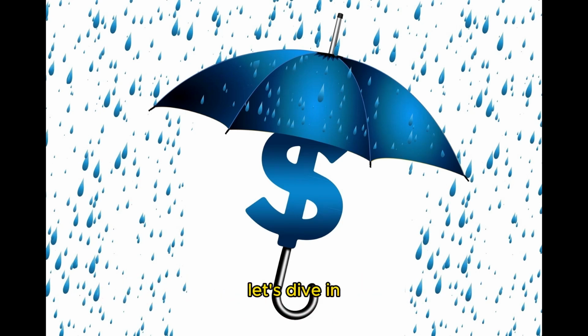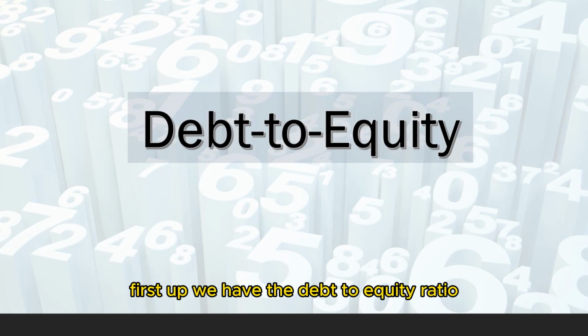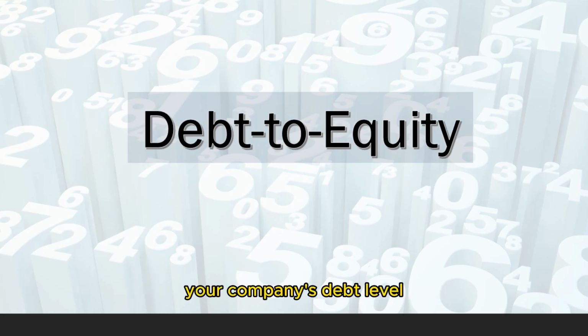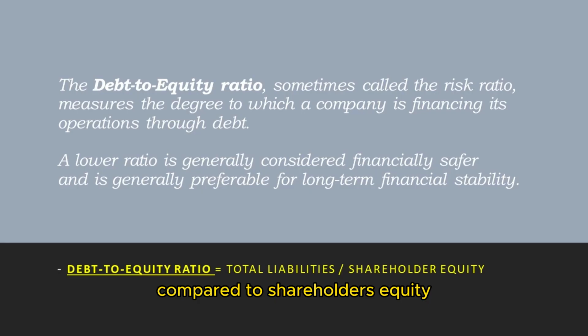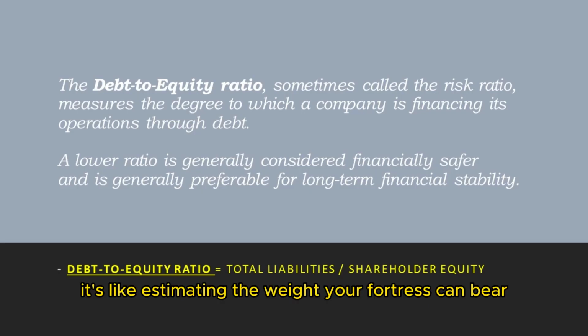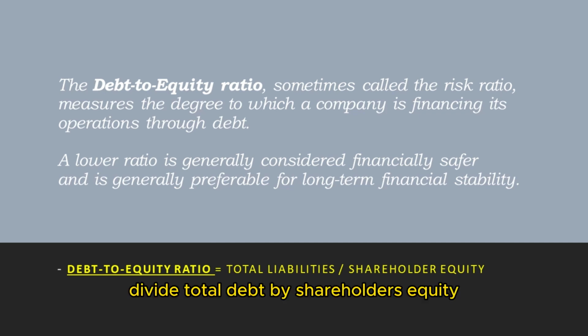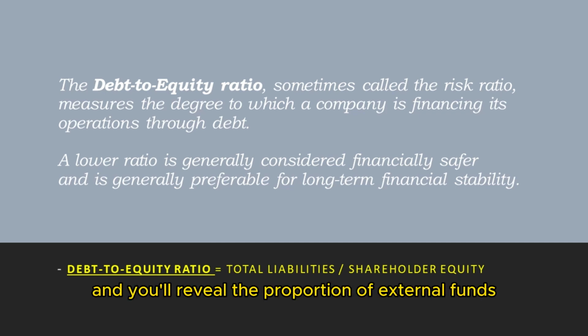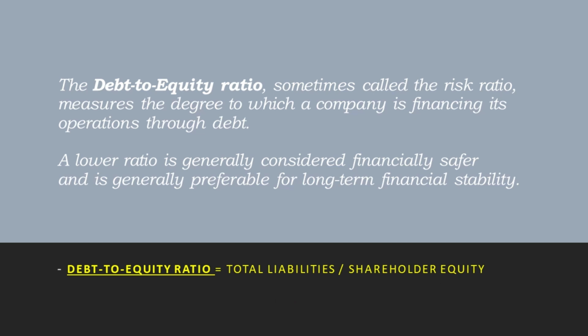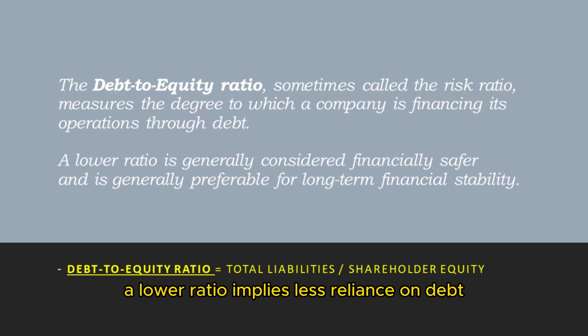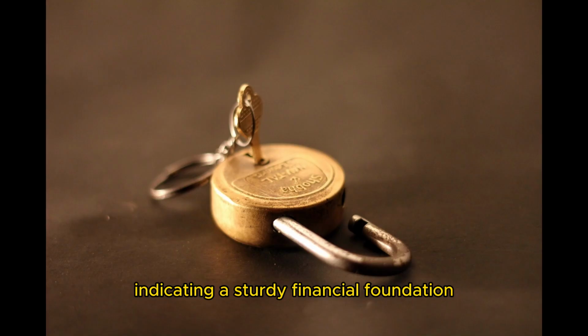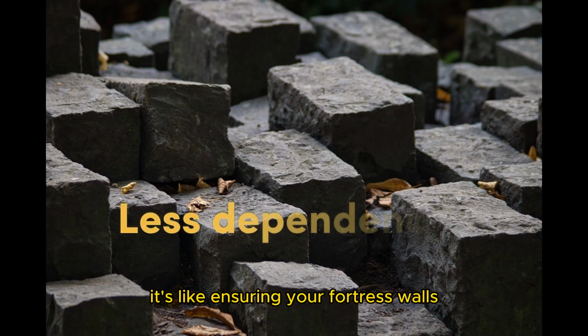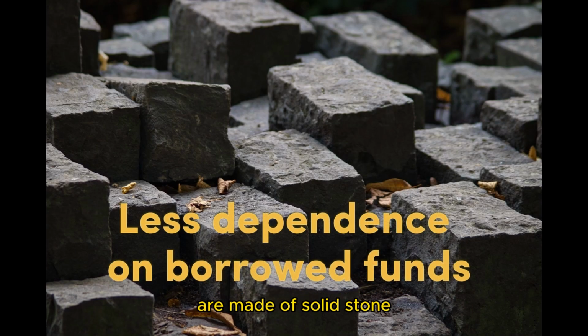Let's dive in. First up, we have the debt-to-equity ratio, your company's debt level compared to shareholders' equity. It's like estimating the weight your fortress can bear. Divide total debt by shareholders' equity, and you'll reveal the proportion of external funds versus internal funds. A lower ratio implies less reliance on debt, indicating a sturdy financial foundation. It's like ensuring your fortress walls are made of solid stone.